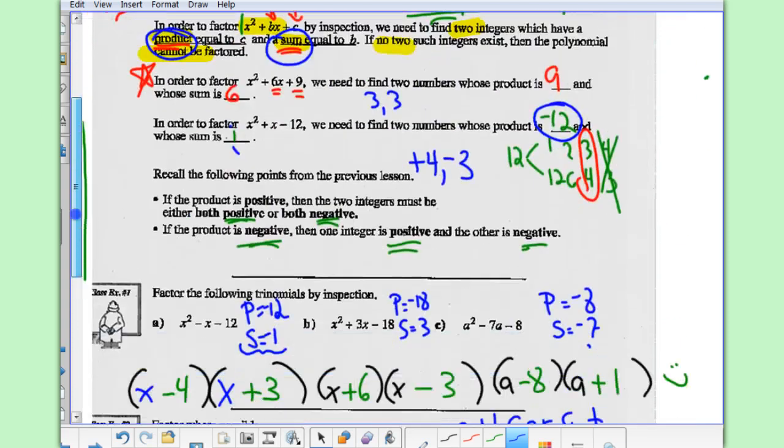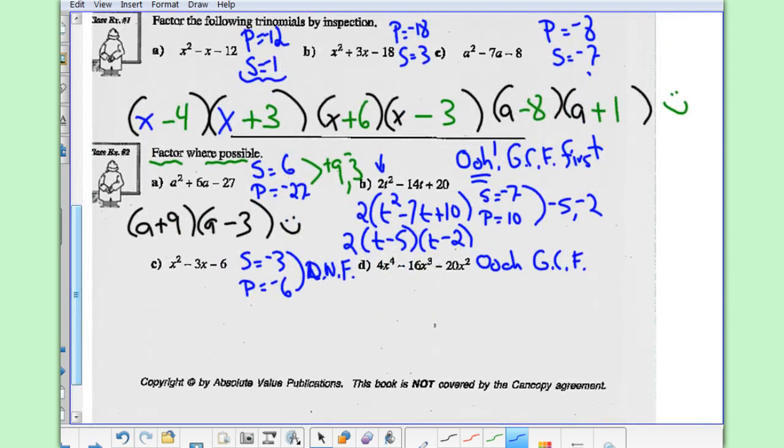Okay, you move to D and you say, whoa, that is not a simple trinomial. That is not a 1x squared thing. I can't do that. I have no tool for that. But the first thing I do is look for a common factor. And I do have a common factor. I can take out a 4x squared. And when I do that, I am left with x squared minus 4x and a minus 5.